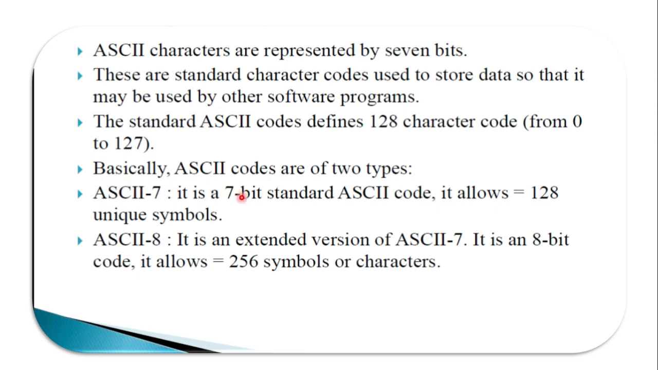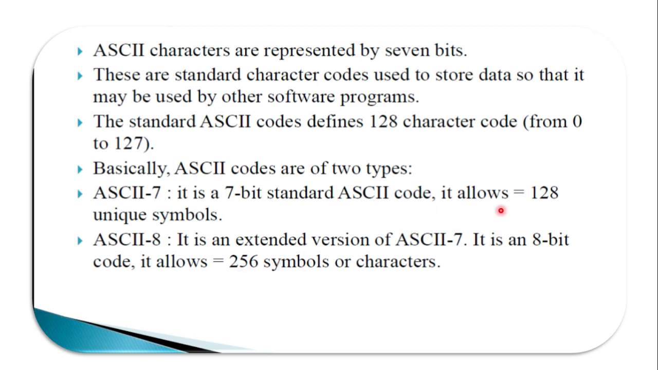See, this ASCII can also be divided into two. One is ASCII 7. It's a 7-bit standard ASCII code. It allows 128 unique symbols. ASCII 8 is an extended version of ASCII 7. It's an 8-bit code. It allows 256 symbols.